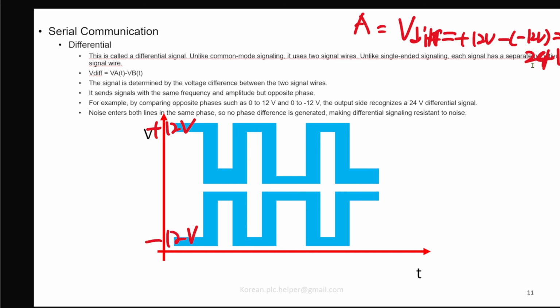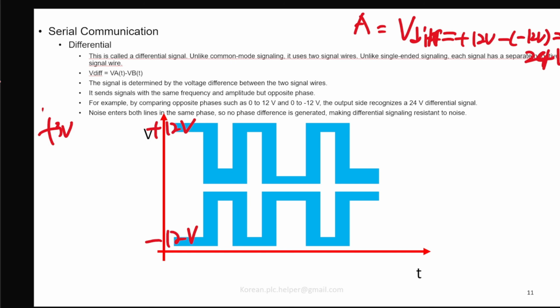The receiver determines the data based on the magnitude and polarity of the differential voltage, such as positive 12 volts. Now, why is differential signaling resistant to noise? External noise often enters two closely positioned communication lines with a similar magnitude and polarity. For example, suppose the same positive 3 volts noise is added to both signal lines.